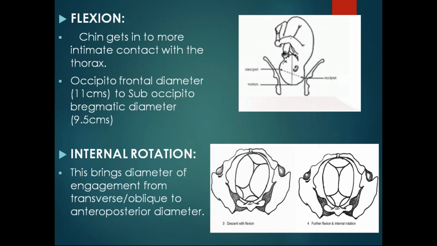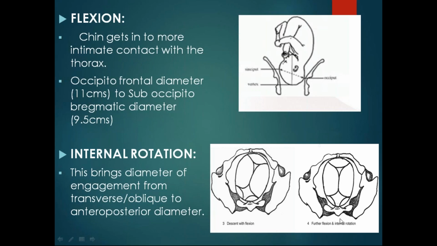So engagement, descent, flexion. Now, as the baby has to come out, you know that the inlet is transversely oval. As it comes down, the pelvic shape changes and its outlet is anteroposteriorly oval. So the head, if it continues like that, gets stuck. So it has to undergo internal rotation. It turns in such a way that its larger diameter is in the anteroposterior direction.